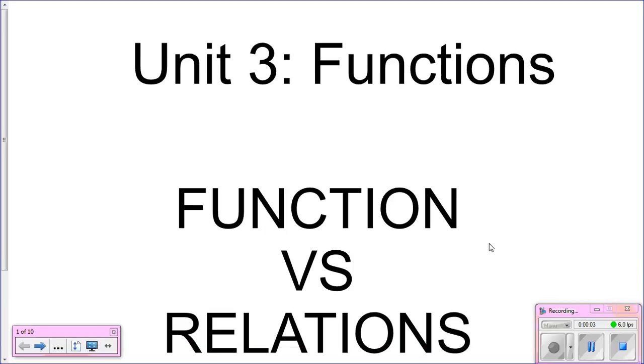Hi everybody, welcome back. We're going to start our next unit, which is Unit 3, functions. Today our topic is going to be functions versus relations, okay? A lot of this is going to be vocabulary, and some of it may even be a review for you guys, okay? So we're just going to go ahead and get started then. Cool?